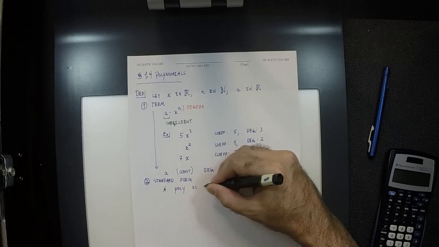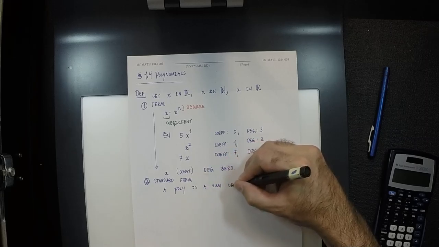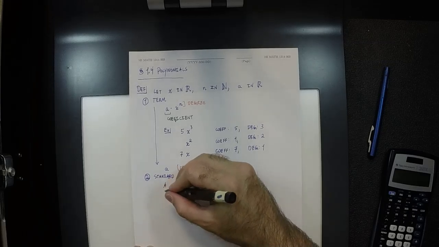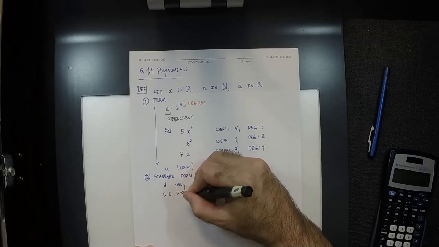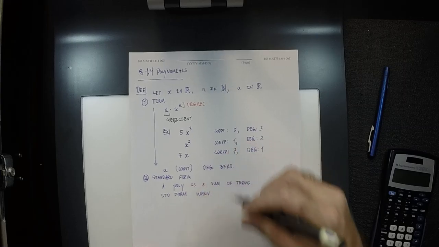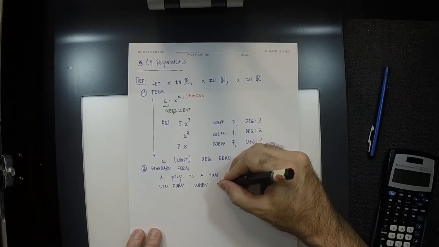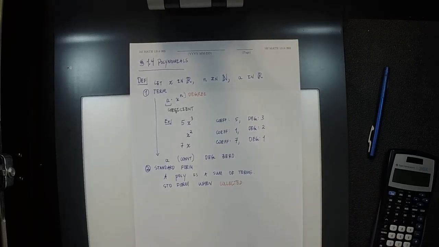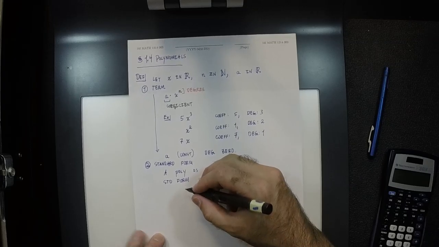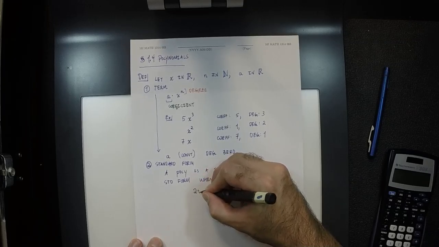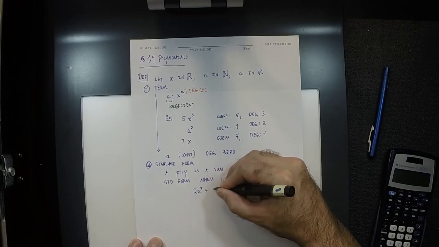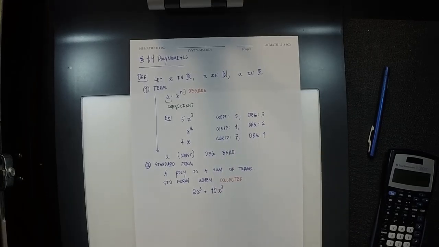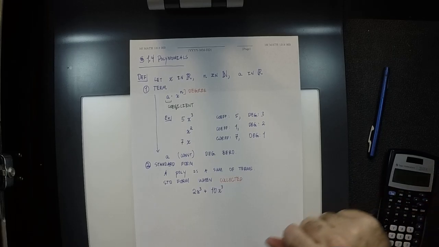This will be called standard form. So a polynomial is a sum of terms. It's said to be written in standard form when the result is collected. So let's be clear about what that means. So an example of collected is this: 2x cubed plus 10x cubed.